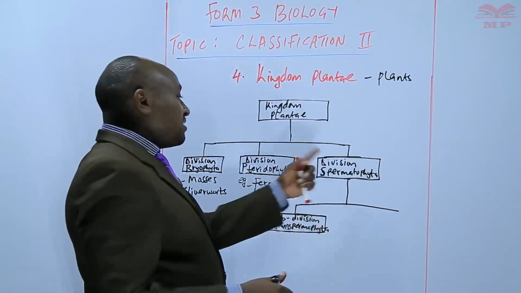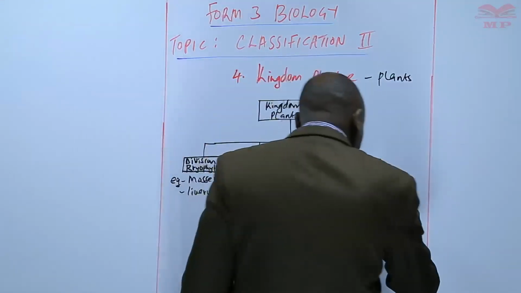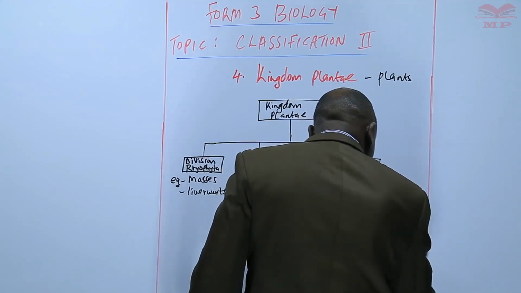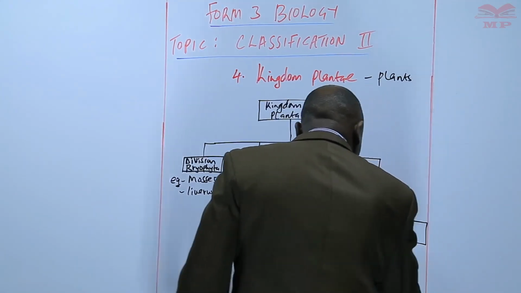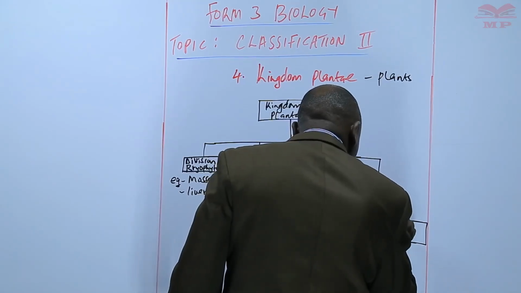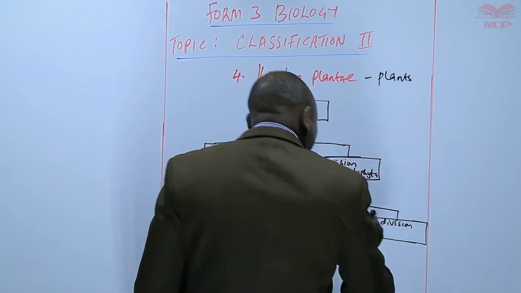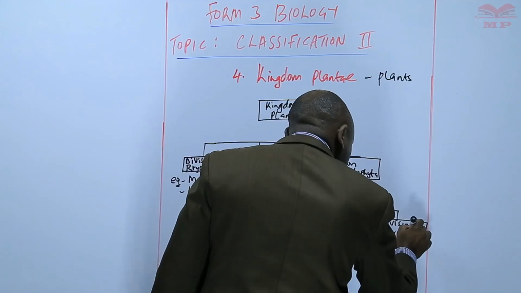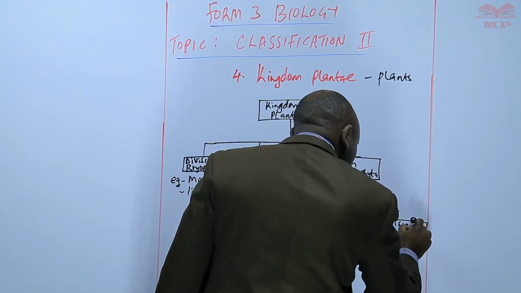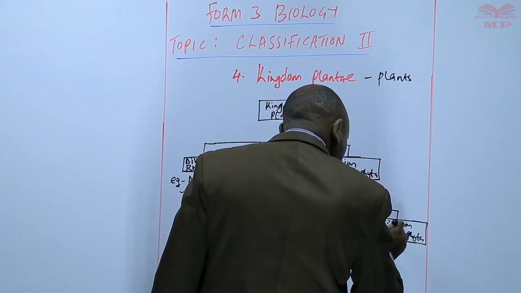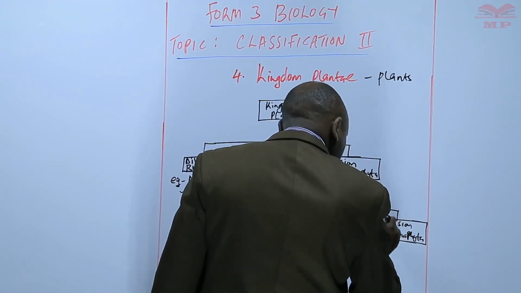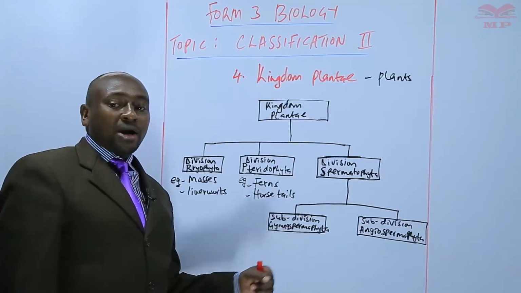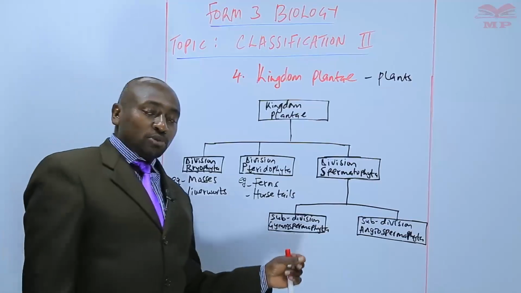Then we have another subdivision of the division Spermatophyta, and here we refer to it as the subdivision Angiospermaphyta. So we have the Gymnospermaphyta and we have the Angiospermaphyta. The Gymnospermaphyta is what is referred to as the gymnosperms, the so-called gymnosperms.